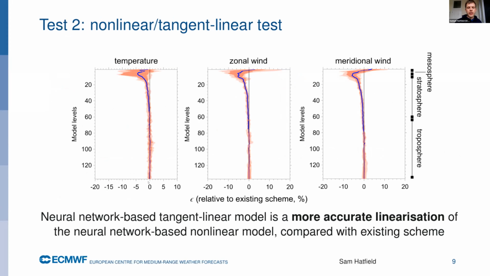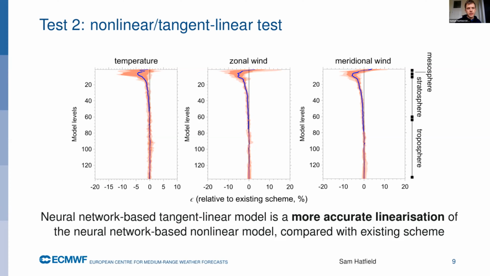So anything less than 0 means that our new neural network based scheme is actually better than the original. You can see that is the case for all of these plots, except for the very top of the mesosphere, for reasons I don't understand. To summarize, when we use a neural network for the nonlinear and the tangent linear model, we get a closer correspondence between those two than if we were to use the original subroutines constructed in the traditional manner. So that's good news.